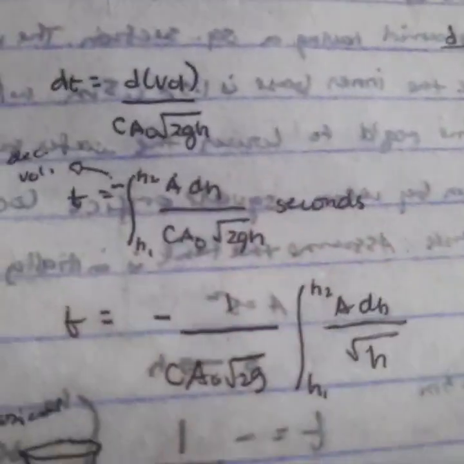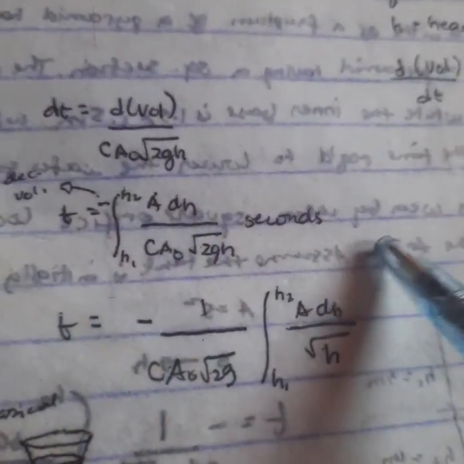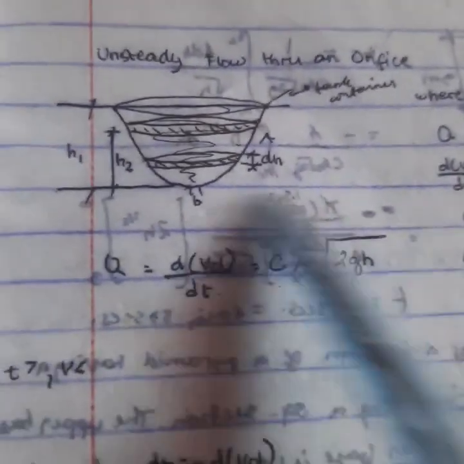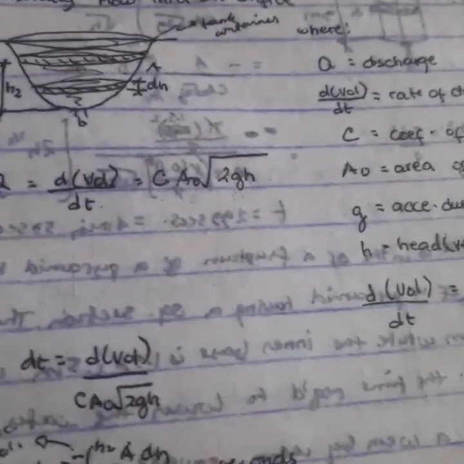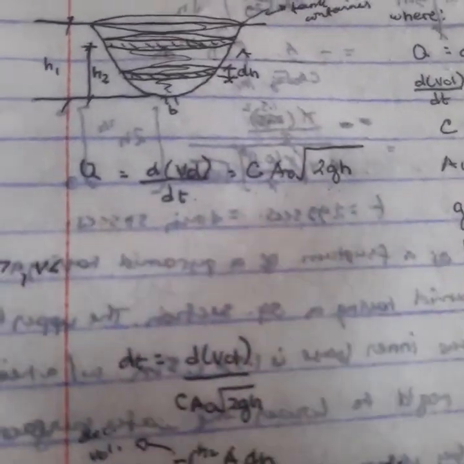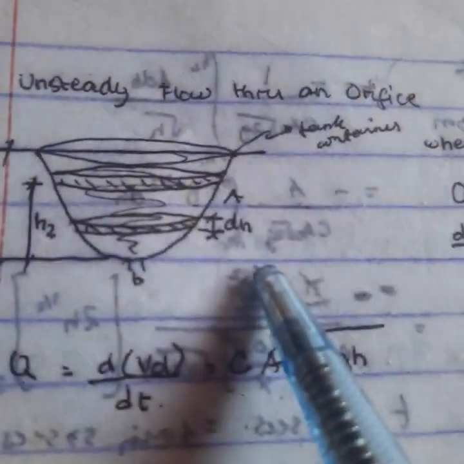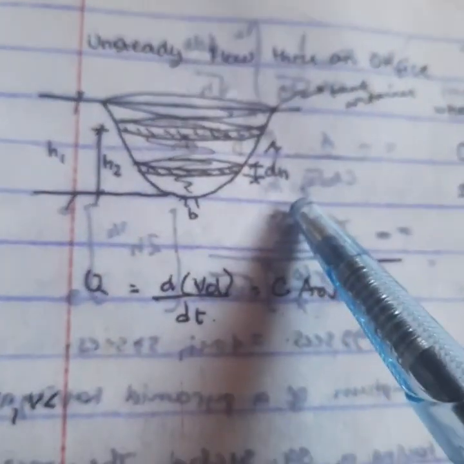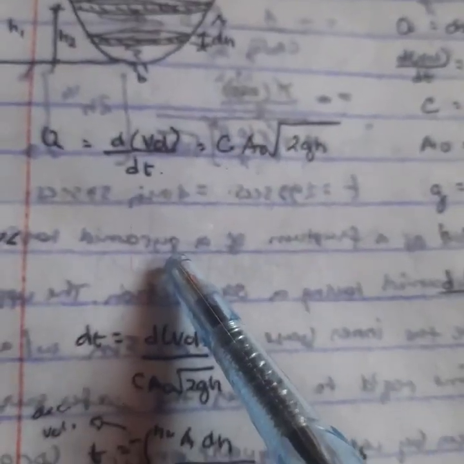Okay, so you have two formulas. So what you're going to do is to understand the problem, where and how the variables are used. So when you say dh/dt, that means differential height, or the change in height. Okay, so let's have our first example.